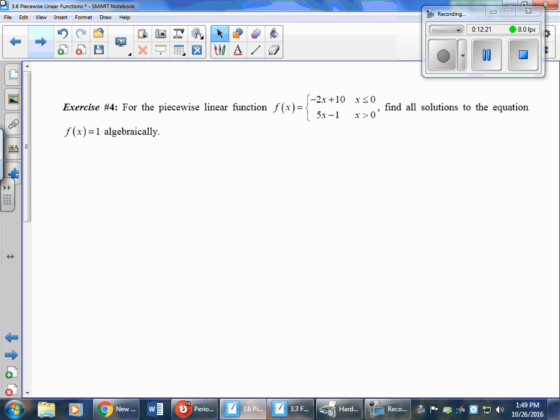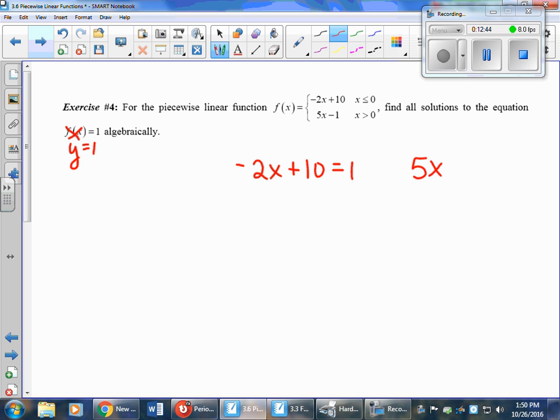For the piecewise linear function f of x, find all solutions to the equation where f of x is equal to 1. So f of x is equal to 1. Remember, f of x is the same thing as y equals 1. So we have to look at two situations here. 2x plus 10 equals 1, and 5x minus 1 is equal to 1. Minus 10, negative 2x is equal to negative 11. Divide both sides by 2, and x is equal to 11 halves. Now 11 halves is the same thing as 5.5, right?